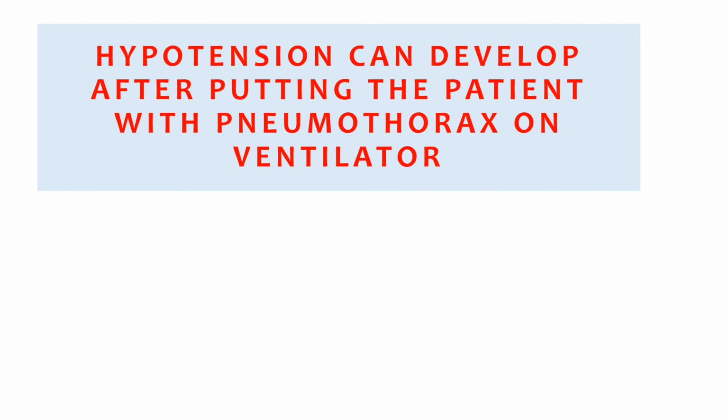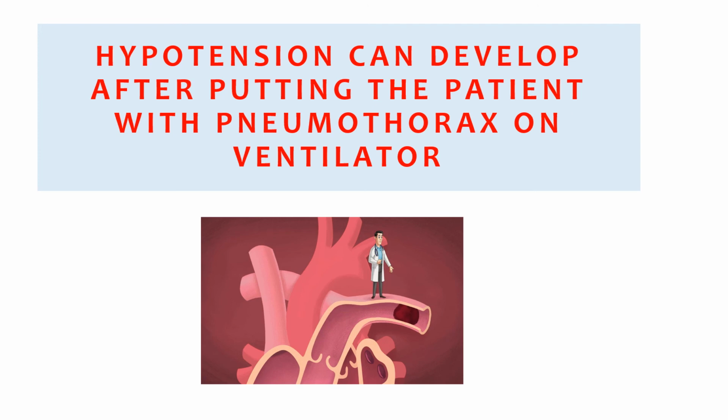Give adequate volume, use minimal sedation, and put as little positive pressure as possible when you put him on the ventilator. The best thing is you drain the pneumothorax before putting him on the ventilator. That is the best solution because the ventilator does not really help here. You have to drain the pneumothorax. Please remember, treatment of pneumothorax is draining the pneumothorax. So this is showing you the effect on the circulation leading to hypotension.